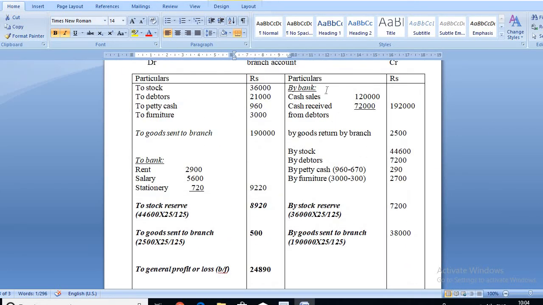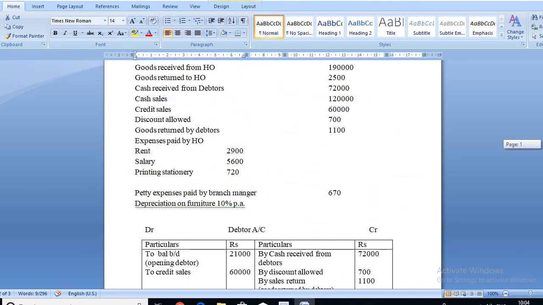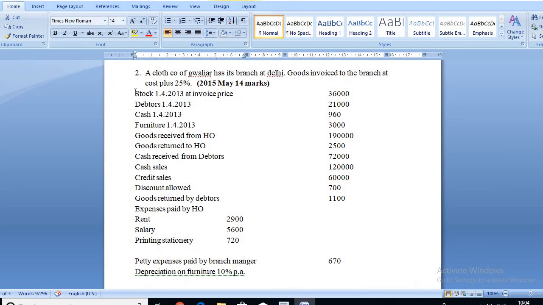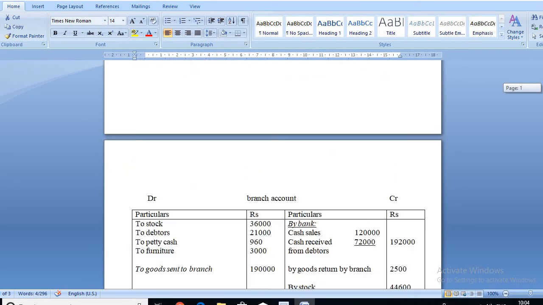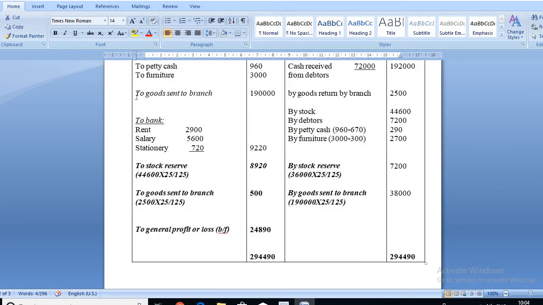Now come to branch account. In branch account, all the opening assets are debited. In the problem, they have given stock, debtors, cash and furniture at opening date. So all the opening assets are debited. And the next one, goods received from head office. The branch is receiving goods from head office, so that should be debited. That is nothing but goods sent to branch, 1,90,000.